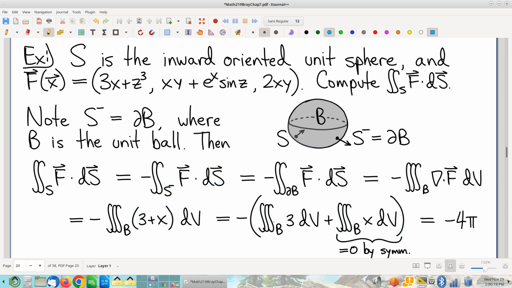Everybody all right? Why is this one 0? Yeah, so it's a symmetry argument. This integrand that I have here, x, has an odd symmetry through the YZ plane, which is also a symmetry of the ball, and so it's 0 by symmetry. Good thing to always be on the lookout for. Saves you loads of trouble.